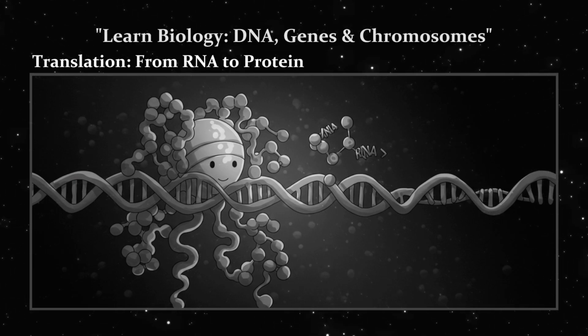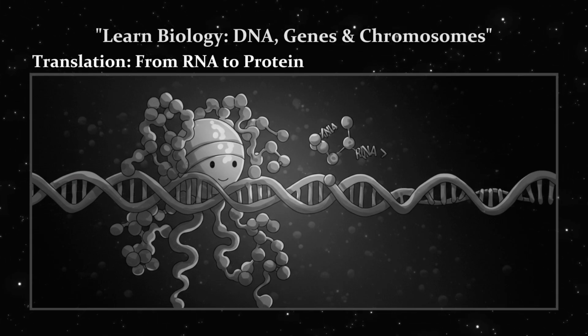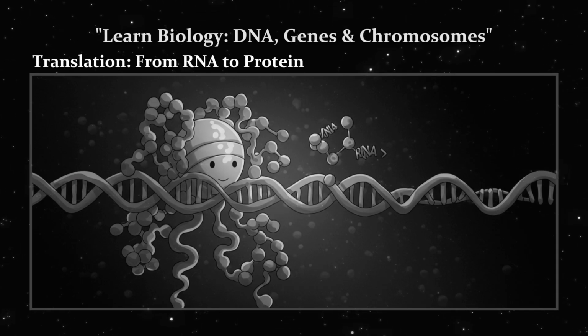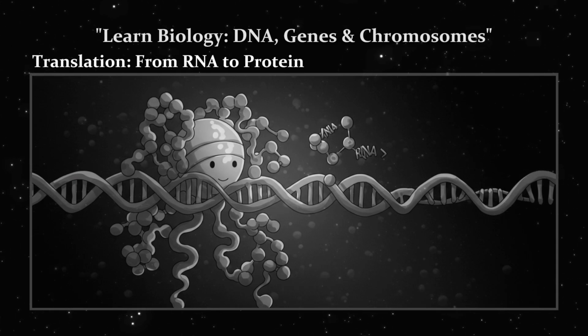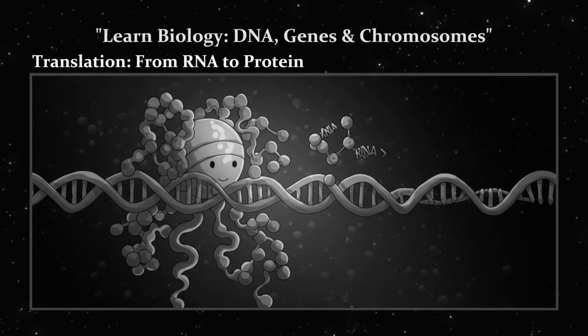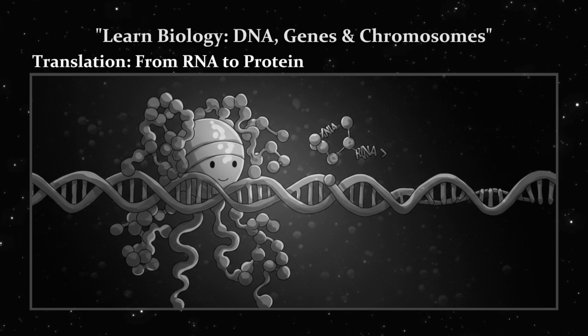In this lesson, we explore the second and final great step of the central dogma. We will learn how the cell translates the language of nucleotides written on the mRNA into the completely different language of amino acids, the building blocks of a protein. This beautiful and complex process is called translation.